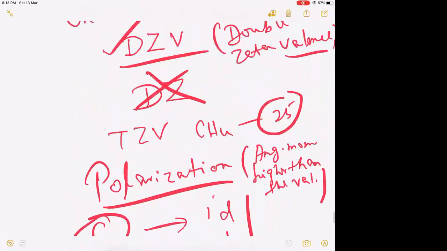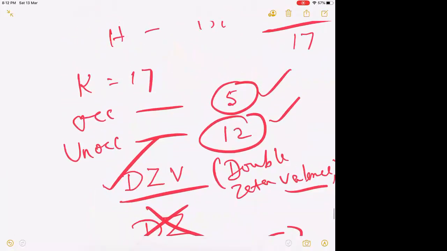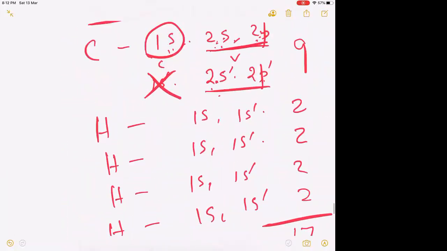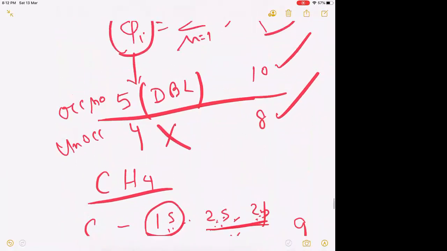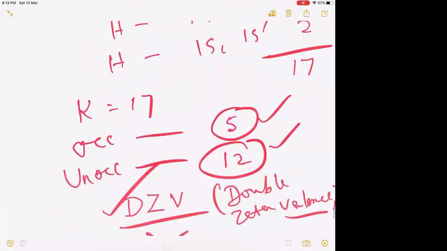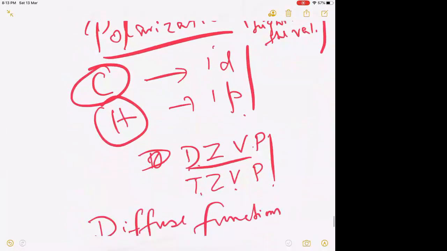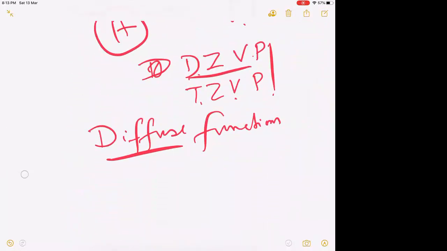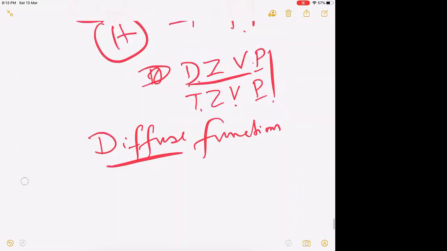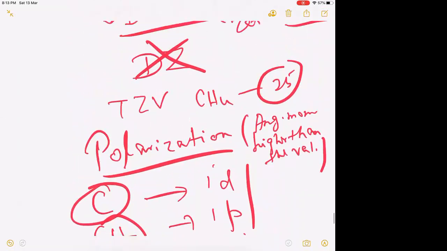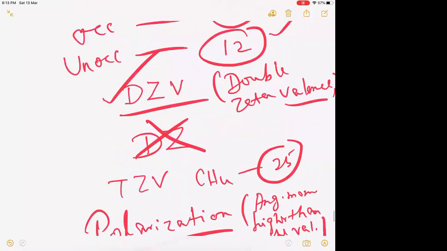So as I said, I'm just increasing the value of K as much as possible, but with an eye. When I'm going to use diffuse functions, you will see that diffuse functions will be used when the long range interactions are very important. So anion, weak interaction, excited states, their diffuse functions will come in, not everywhere. But today, polarization is a must. No calculations can be done without a polarization function. I can tell you, just double zeta valence, triple zeta valence is not acceptable.